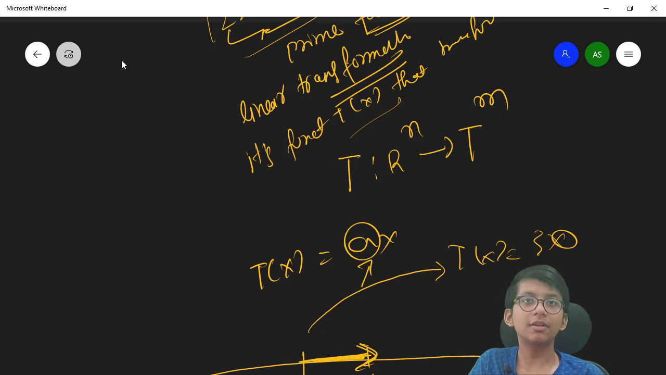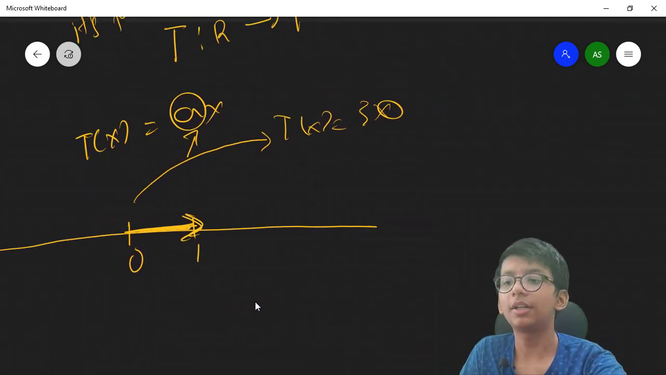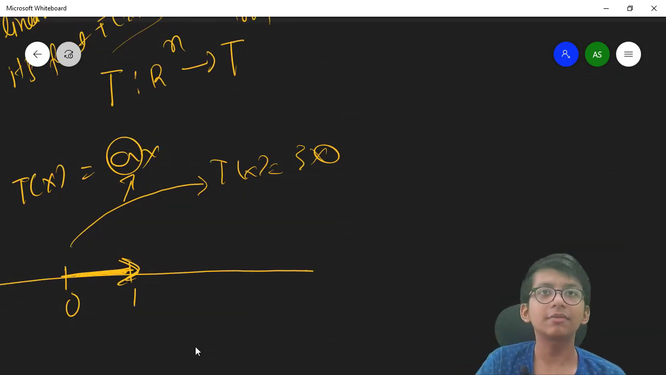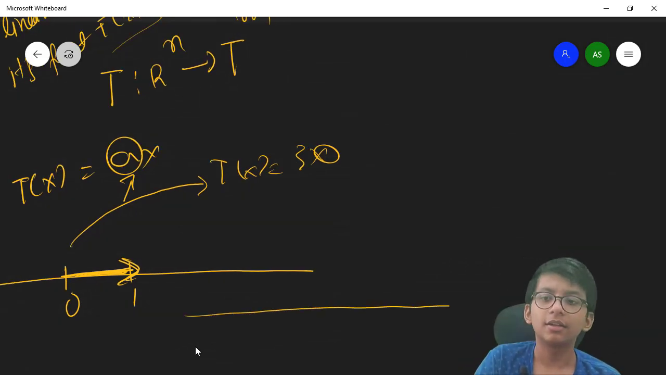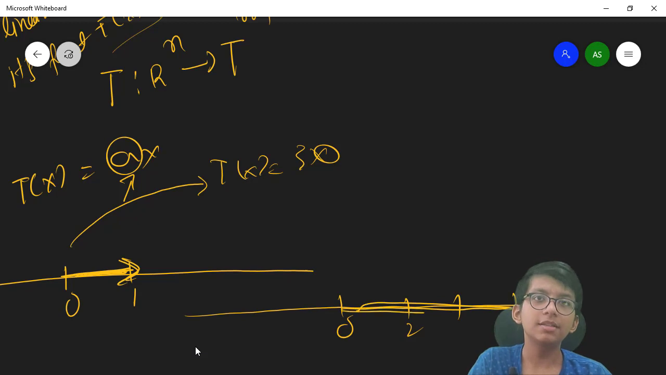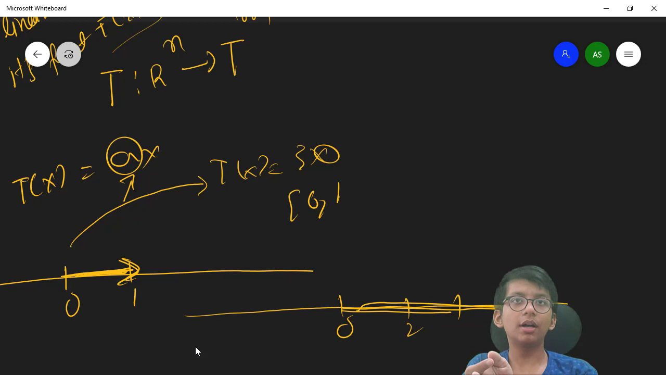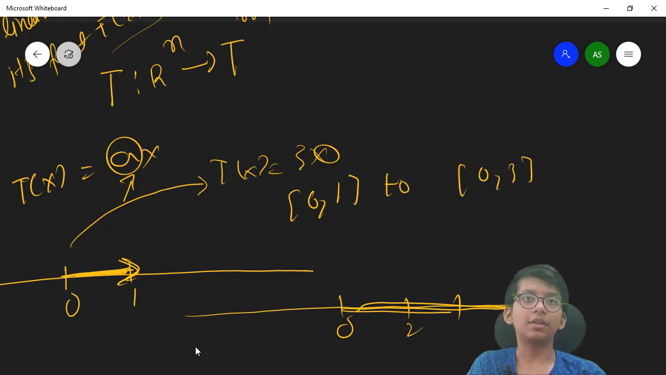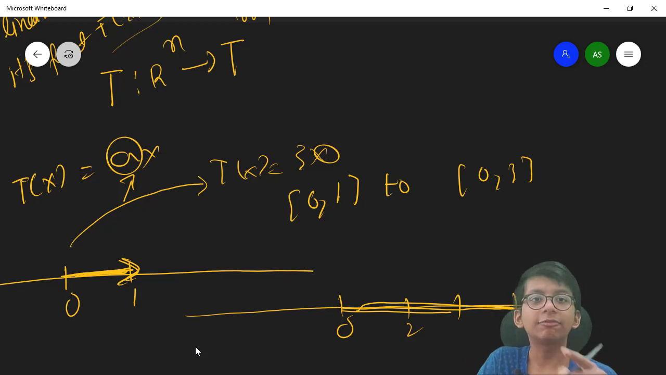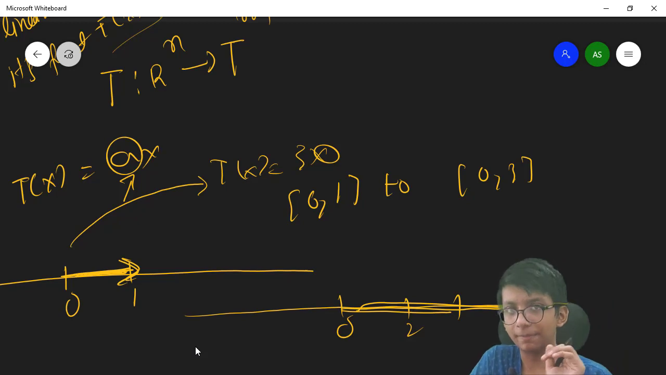Okay, so this is the resulting transformed vector. What it will do is transform this vector by 3, which means it maps your interval from 0 to 1 to 0 to 3. Okay, so 3 is the factor by which it's scaled. So this is the linear transformation.